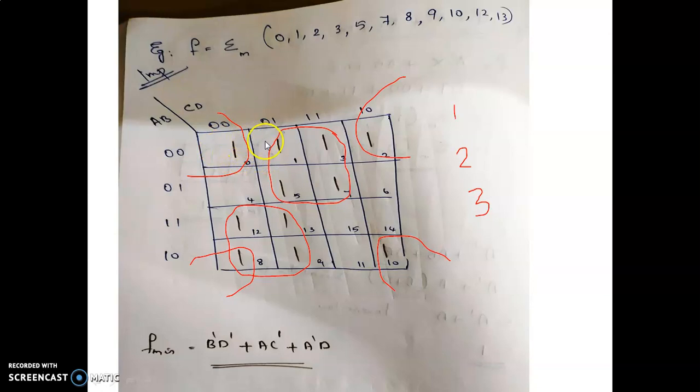Now inside each cell we can represent the corresponding minterm value. So 0 0 0 0 is 0. This is 0 0 0 1, it is 1. This is 0 0 1 1, it is 3. It is 0 0 1 0, it is 2. Okay, so it is 0, 1, 3, 2. Similarly, this is 0 1 0 0, it is 4. 0 1 0 1, it is 5. 0 1 1 1, it is 7. 0 1 1 0, it is 6. So it is 4, 5, 7, and 6.